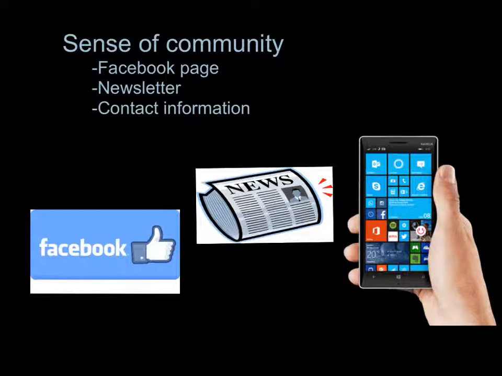Second would be a newsletter. Ideally, we would have this newsletter sent out in each immigrant parent's native tongue. And second, we would have the option for people to give out their contact information, their phone numbers, their email addresses, personal Facebook pages, and that way they could stay in contact with one another.